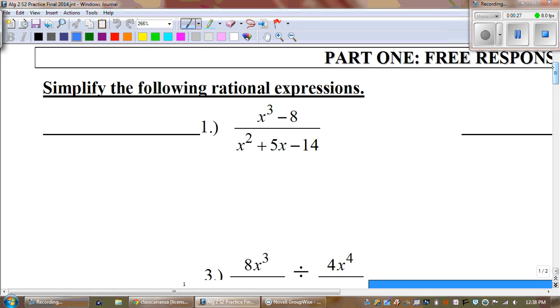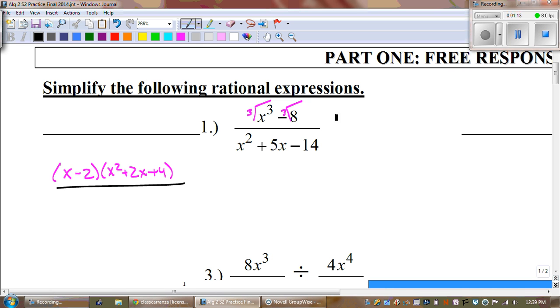x cubed minus 8 divided by x squared plus 5x minus 14. So what we have to do is factor. On the top, we are going to take the cube root of that, and remember the pattern, a minus b, so that would be x minus 2. The cube root of x cubed is x, and the cube root of 8 is 2. And then we're left with x squared plus 2x plus 4, because it's a squared, ab, b squared. Okay?